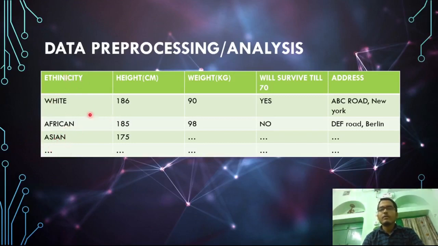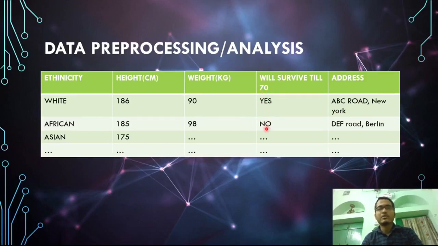Then the height, weight, whether the person will survive till 70, and the address. So this is the raw data we have in our hand. First you try to guess what is the value we need to predict, right? First of all, is this classification or regression, from my previous video? We are classifying whether the person will survive till 70. It is a yes or no question, right? We have only two classes, so it is classification, not regression.